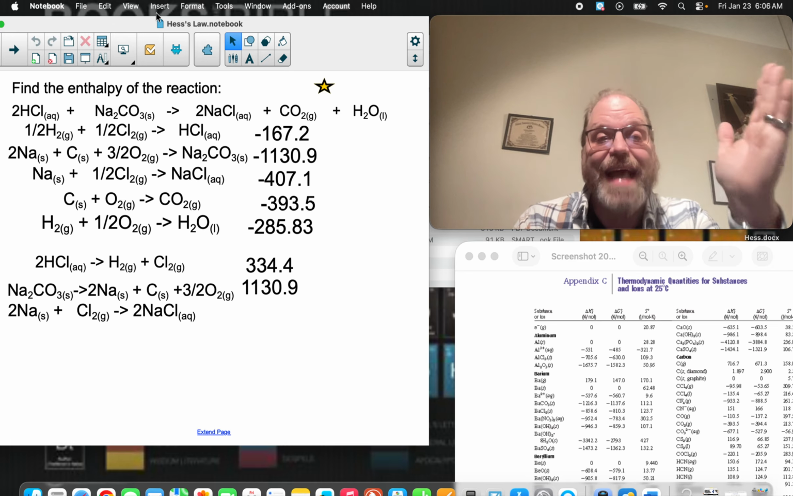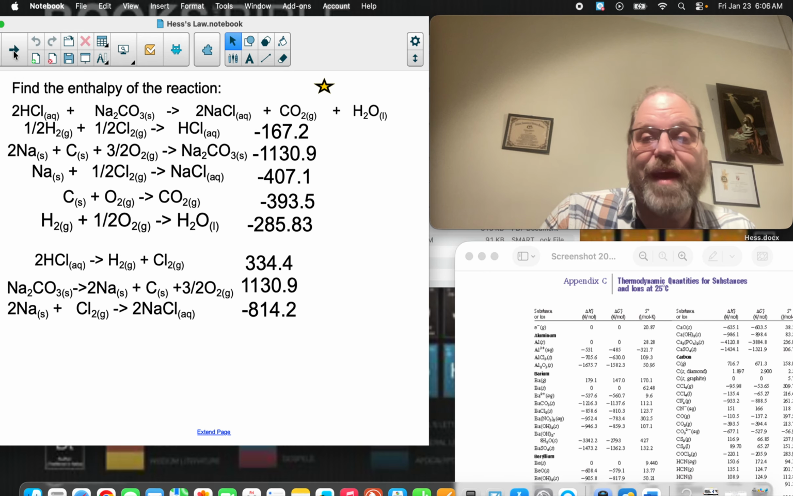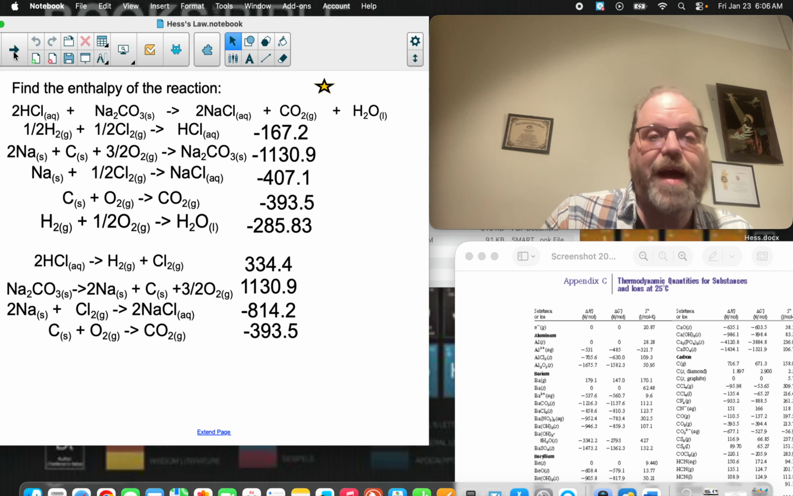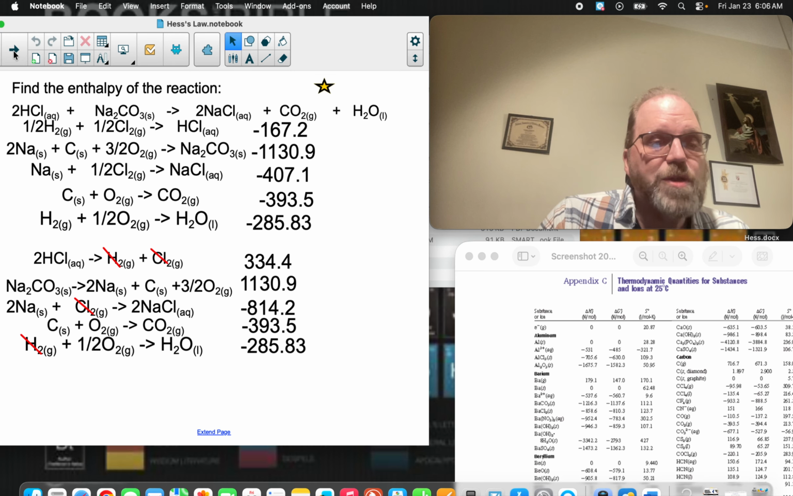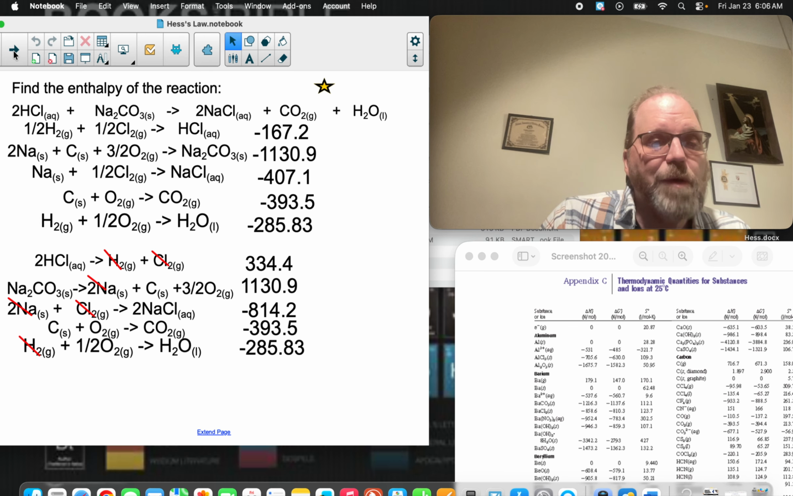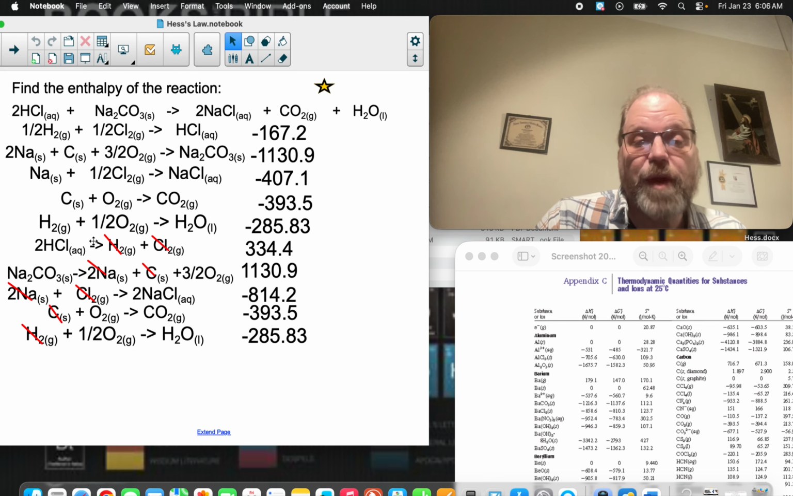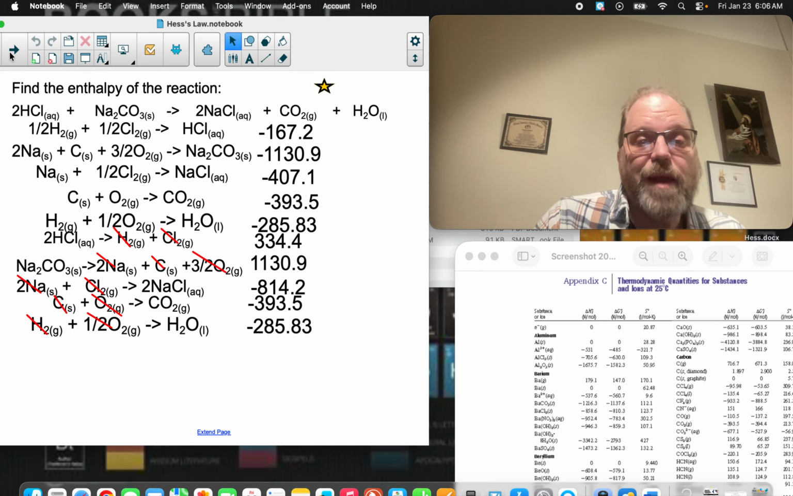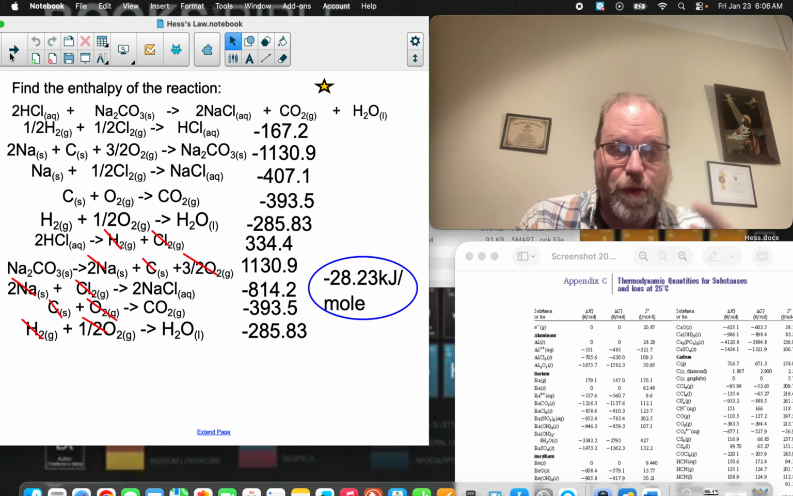Where it's the same side as the reaction, we take our value and multiply by 2. We get negative 814.2. Carbon dioxide, we keep it as is, where is, so the sign of the enthalpy of formation is still the same, negative 393.5, and water will also be the same. Start crossing everything out. Hydrogens cross out, chlorines cross out, sodiums cross out, carbons cross out, and my waters, 3/2 and 1 is 3/2, they all cross out. So we end up with negative 28.25 kilojoules per mole. Again, our answer. So it's exothermic.